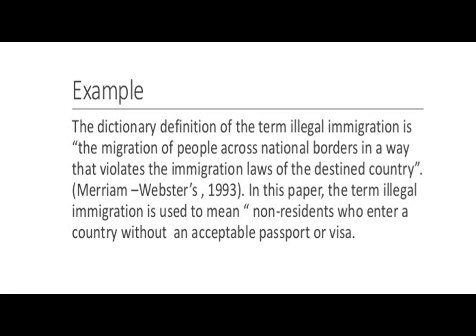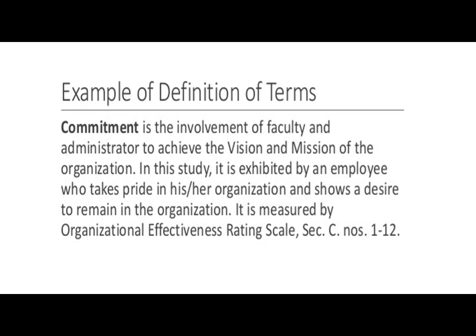Now, an example. The dictionary definition of the term illegal immigration is the migration of people across national borders in a way that violates the immigration laws of the destined country. In this paper, the term illegal immigration is used to mean non-residents who enter a country without an acceptable passport or visa. Now, I am going to give an example for definition of terms.